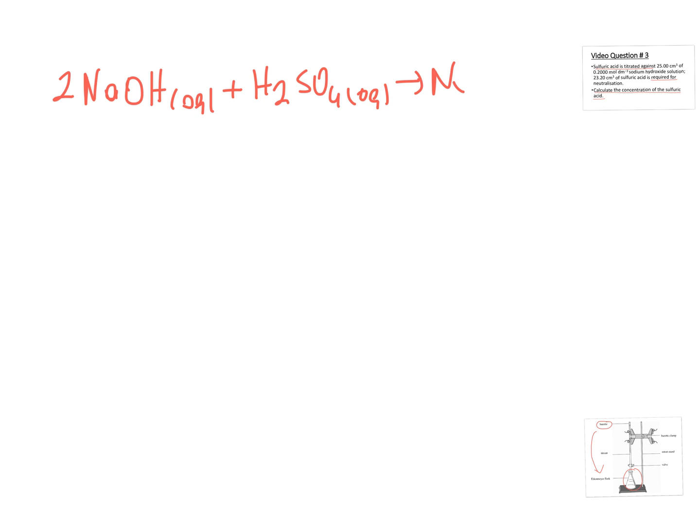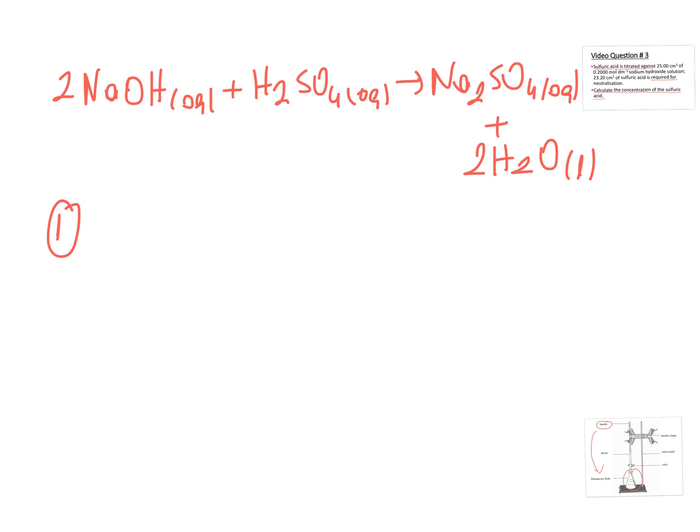Okay, first of all, write the equation, balance the equation, then solve the question. 2 mole of sodium hydroxide reacts with 1 mole of sulfuric acid, and they will produce sodium sulfate plus 2 mole of water. This is our balanced equation.